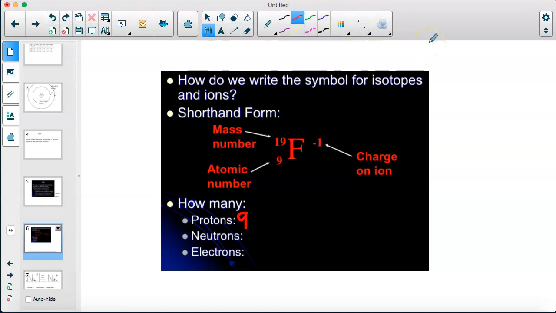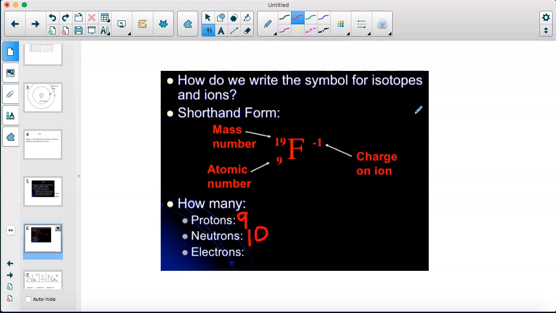So what about the neutrons? Well, we'll recall from previous lessons that the number of neutrons simply equals what? How do we find the number of neutrons? Good. We take the mass number and subtract the atomic number. So the mass number 19 minus the atomic number 9 is just 10. Ta-da!